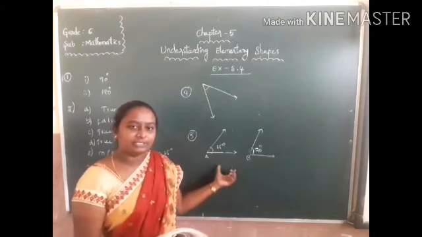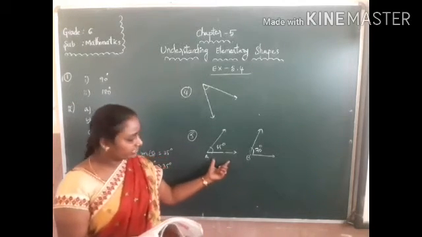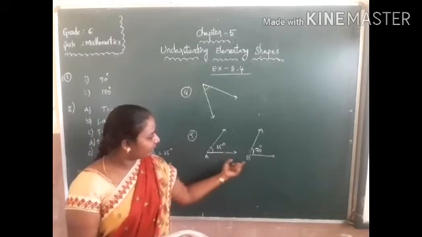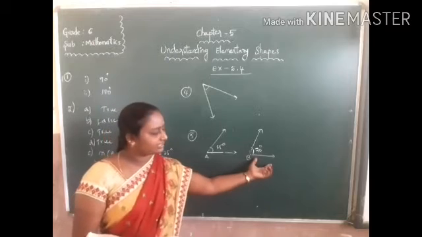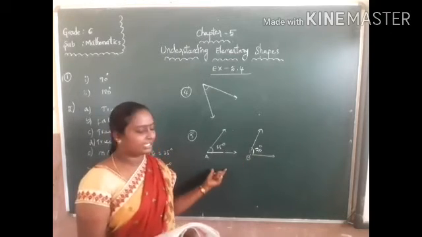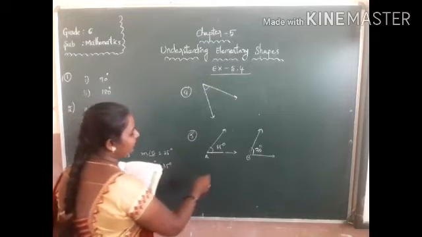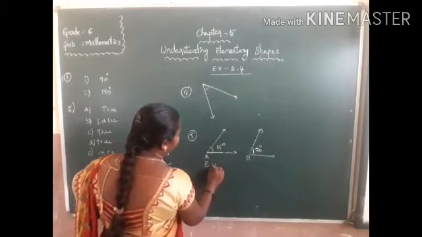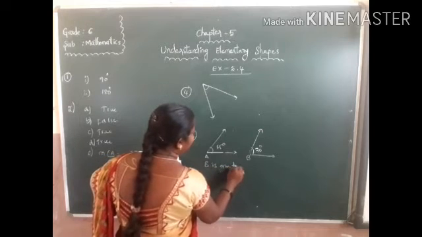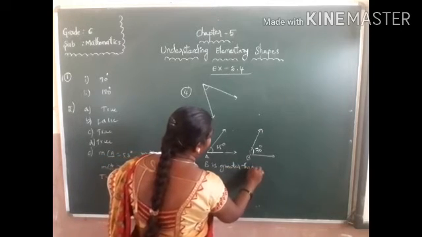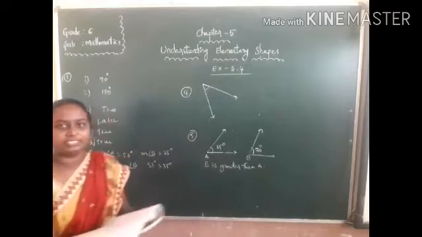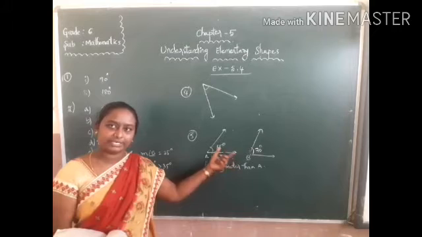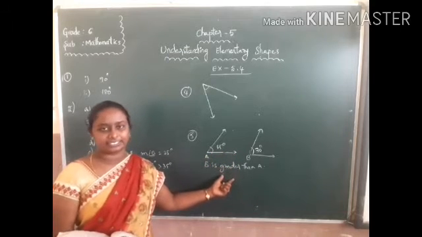After measuring these two angles, which angle is greater? Tell me, which angle? Yes, B is greater than A. So after estimation and after measuring with the help of the protractor, you write B is greater than A. Don't write the direct answer. We have to measure first, then you write which angle is greater.